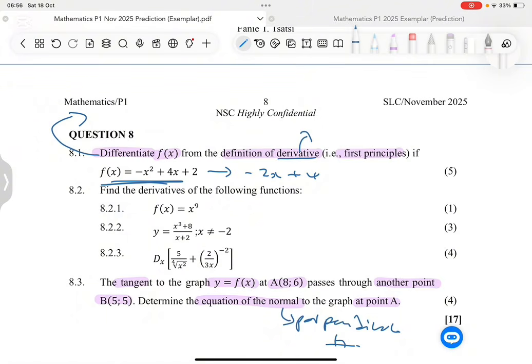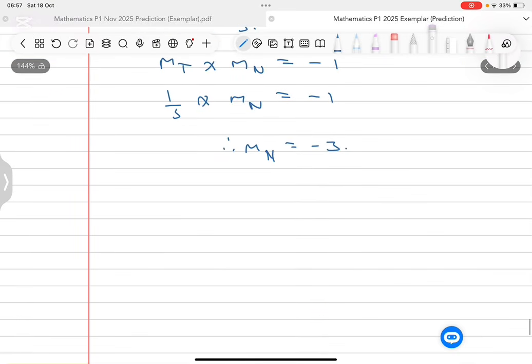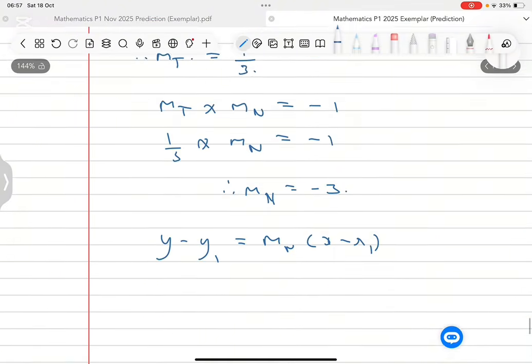Guys, we are looking for the equation here of the normal at point A. So we can see that the normal passes through point A here. And I now have the gradient of the normal. We now know that the gradient of the normal is equal to negative 3. All that we're going to do is use this point and the gradient to find the equation. There are fundamentally two ways of finding this. One of the ways is that I can use the equation y minus y1 is equal to m of the normal line, x minus x1. Then I'm going to use point A, which is defined by 8 and a 6.